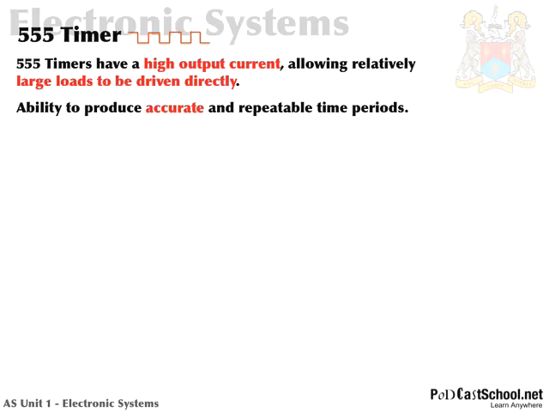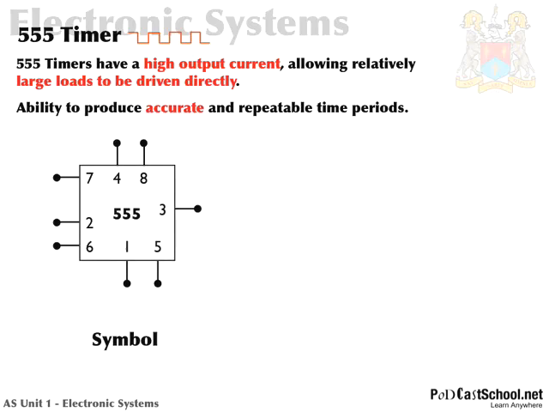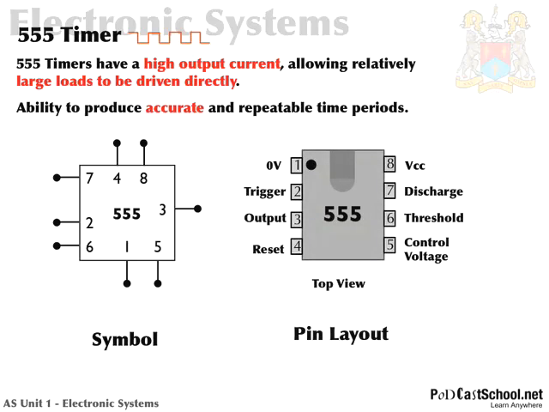Okay. So there I've said the 555 timers have a very high output current, so you can drive output devices directly from them, and they can give you accurate and repeatable time periods. Here we have a symbol which we use for the 555 timer, and just to contrast that, I've shown you the pin layout, and you can see how different the layouts are.